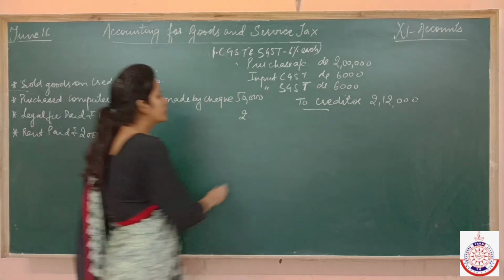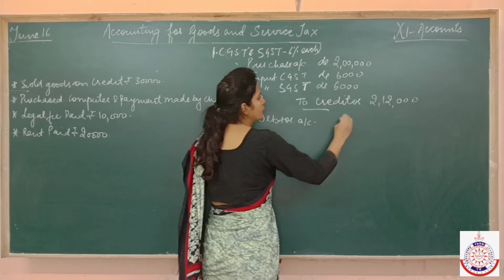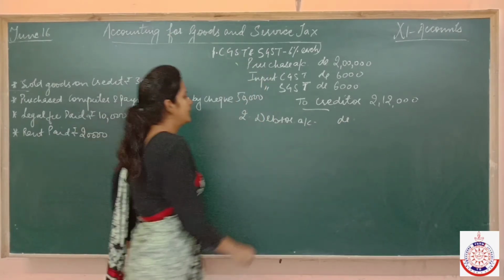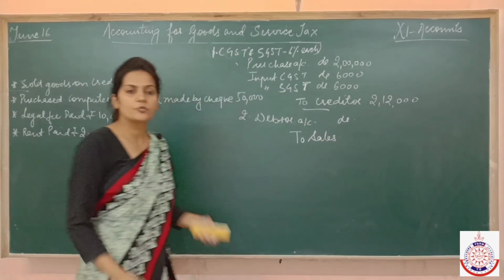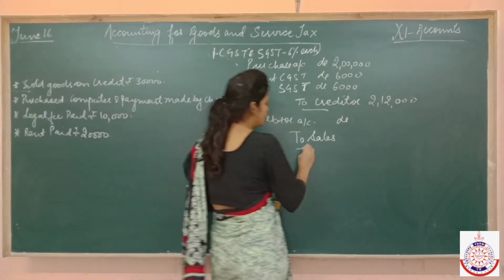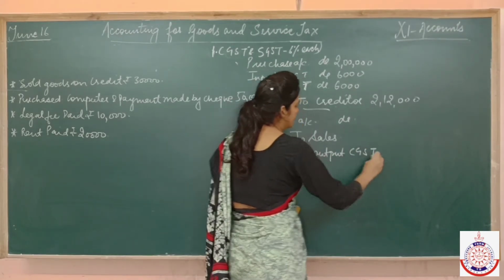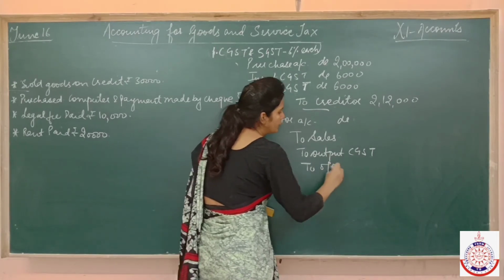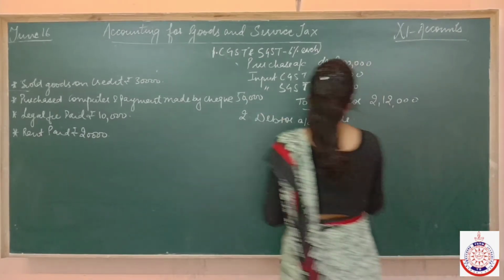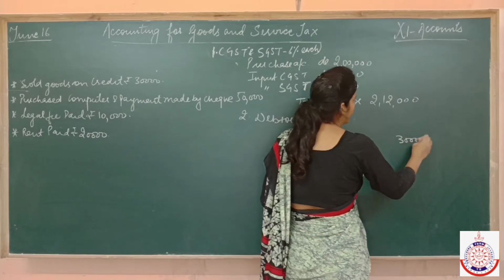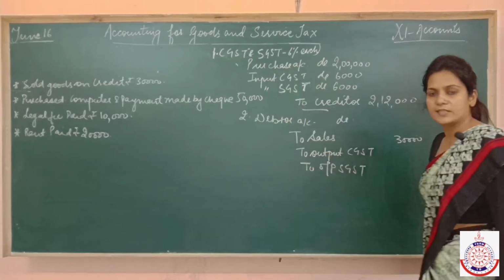Now we are selling the goods on credit, so I have to use the word here debtor. So debtor's account will be debited. We are selling the goods, so goods go out of the business, and whenever we sell the goods we collect the GST, so we have to use the words to output CGST and to output SGST. We have sold the goods worth rupees 30,000, so write 30,000 in the credit column in front of sales account, and 6% is the GST in this case.